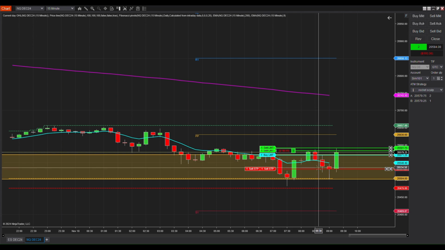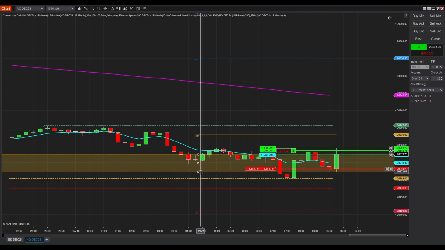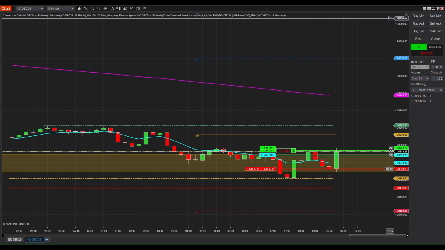It's 9:10 right now. See, this is the 15-minute candle. That's the 15-minute range. We broke out of it. This is the 30 range. Went right down to the pivot point. Now we're out of the range on the high side.